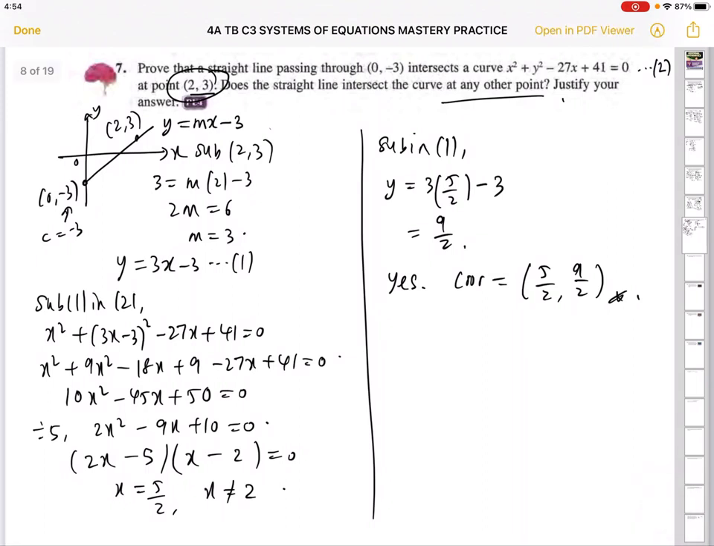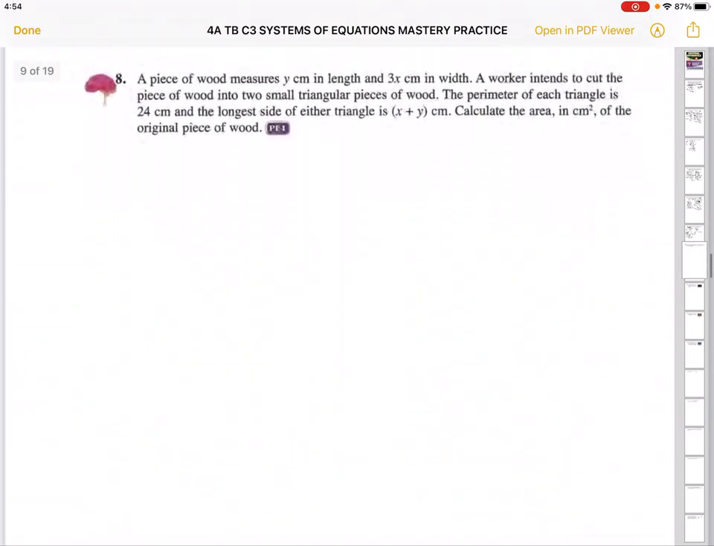Okay, so let's hurry up. Let's move on, we don't have enough time. So, question number 8. A piece of wood measures y cm in length.